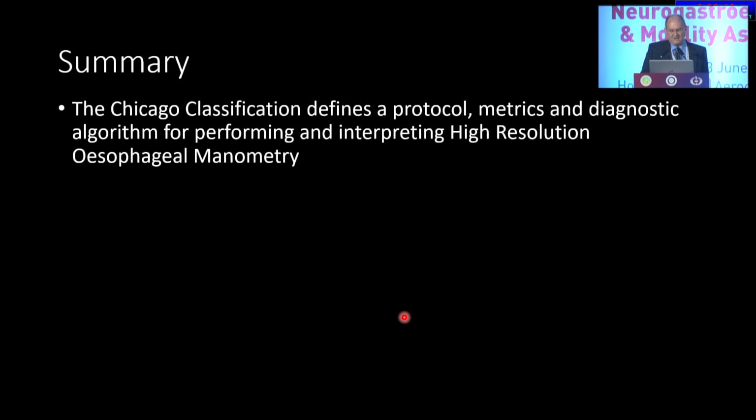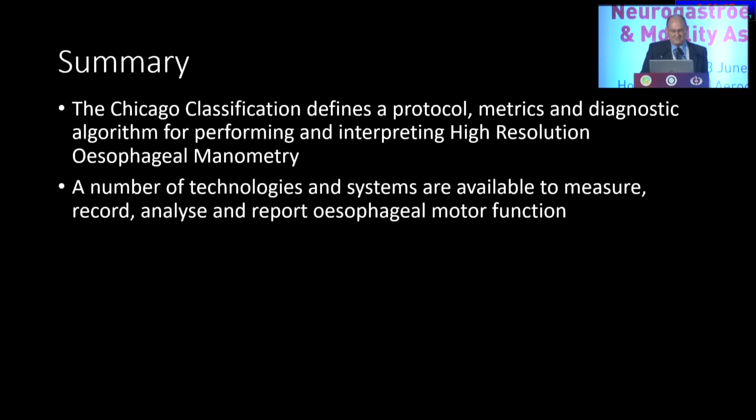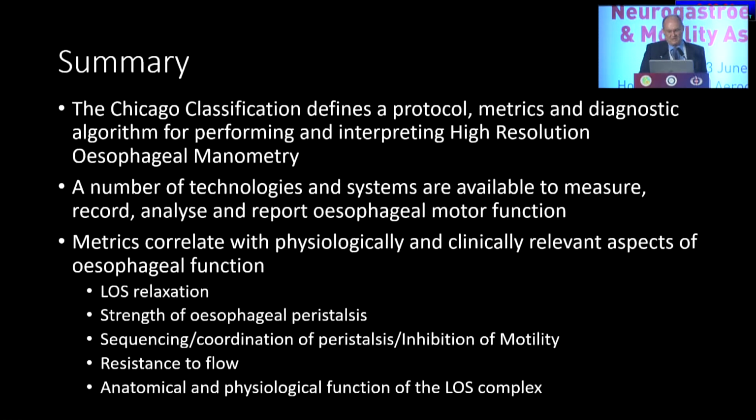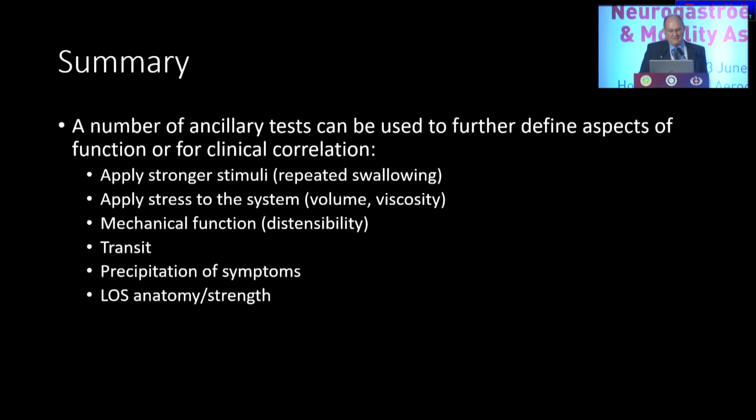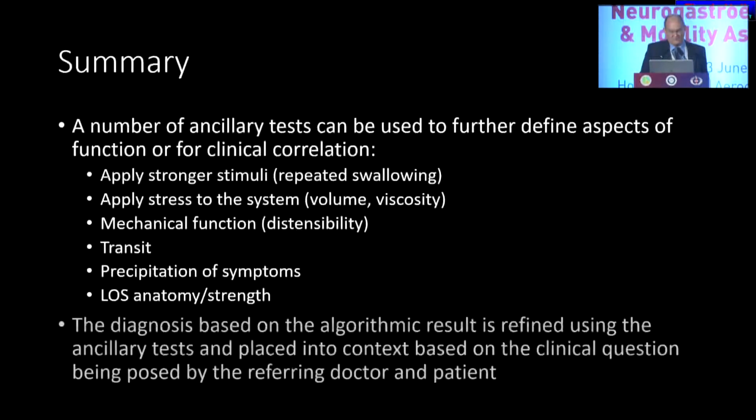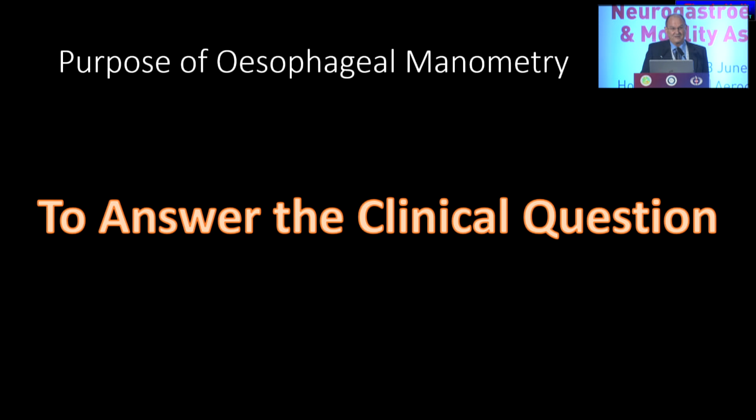To summarise, the Chicago classification defines a protocol, metrics, and a diagnostic algorithm for performing and interpreting high-resolution manometry. There are a number of different technologies and systems available, and the metrics correlate with physiologically and clinically relevant aspects of esophageal function. A number of ancillary tests can be used to define further aspects of function or for clinical correlation. The diagnosis that we base on the algorithmic result, we refine using the information from the ancillary tests, and then put that into context based on the clinical question being posed by the referring doctor and the patient, so that we can answer their clinical question.